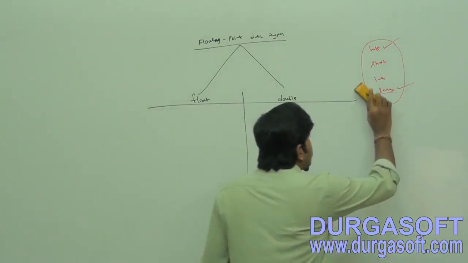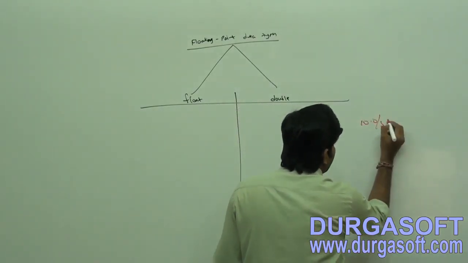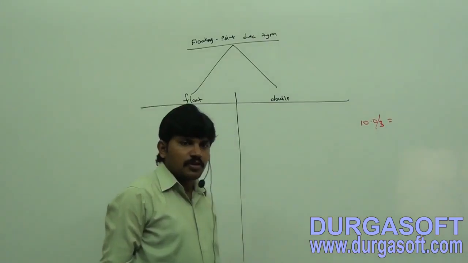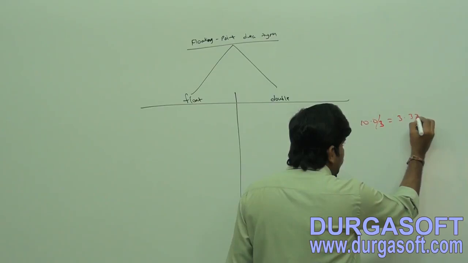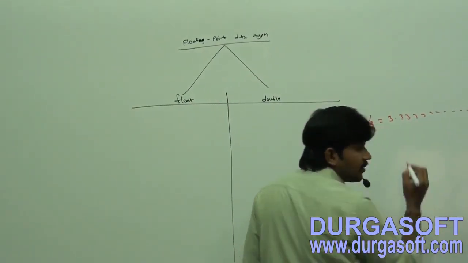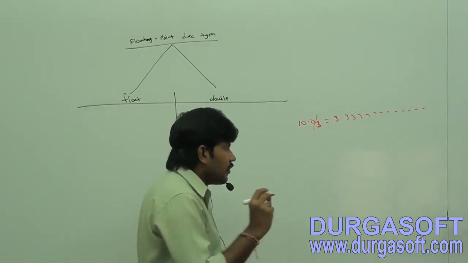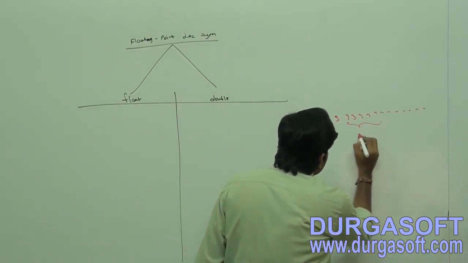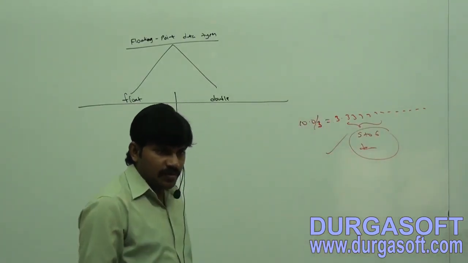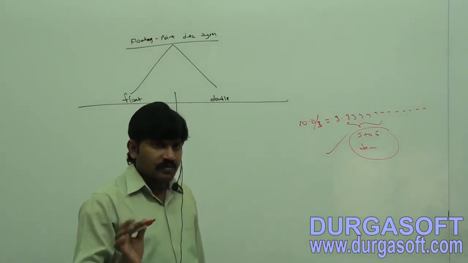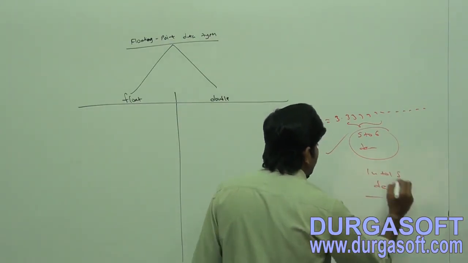Okay, listen. Suppose I am taking a number 10.0 by 3. Can you tell what about its value? 3.3333333 like. Are you getting? Sometimes my requirement is 5 to 6 decimal places of accuracy is enough. Sometimes my requirement is 14 to 15 decimal places of accuracy is required.